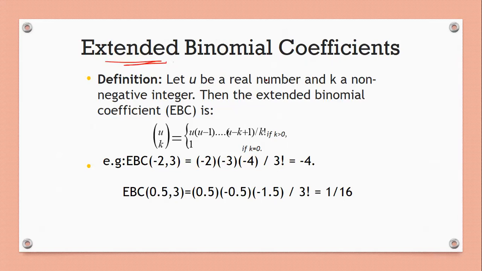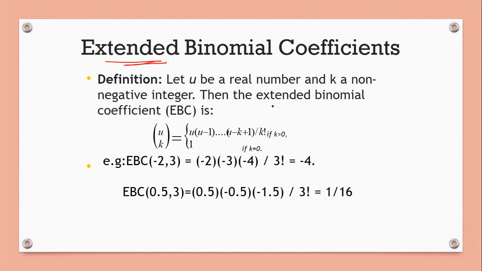Suppose u is a real number and k is a non-negative integer, that is, it can be 0 or positive. Then the extended binomial coefficient uCk is defined as follows. If k is greater than 0, it is u into (u minus 1) into (u minus 2), and it will go on up to (u minus k plus 1), divided by k factorial. If k is equal to 0, then your extended binomial coefficient will be 1.